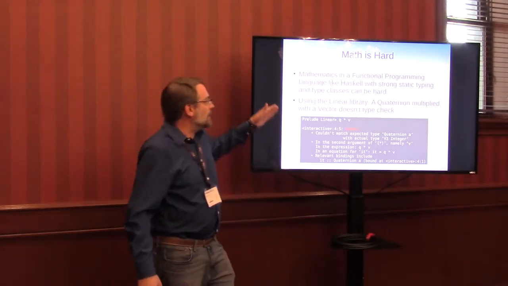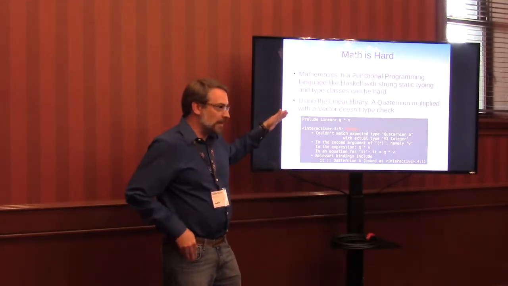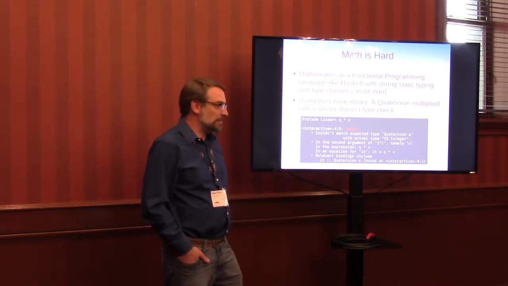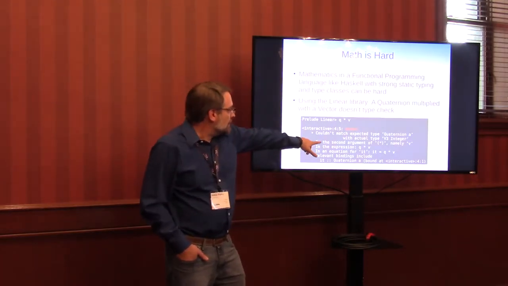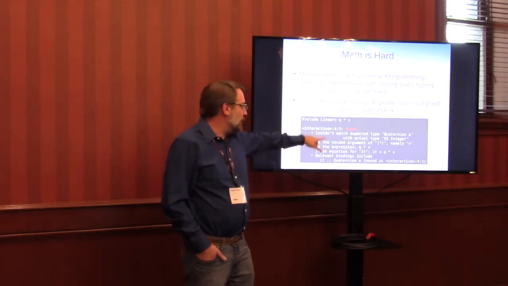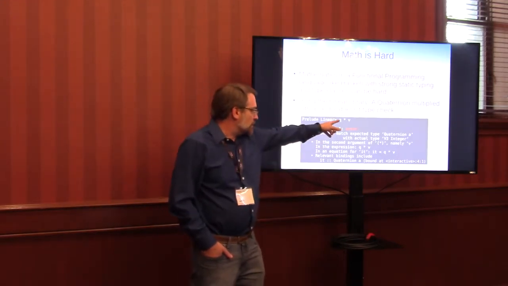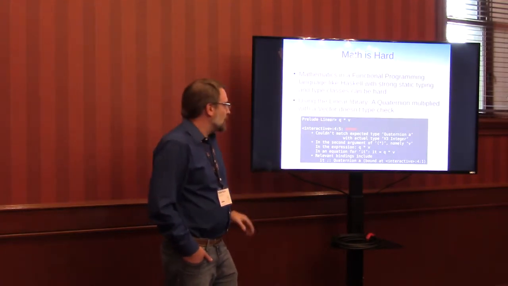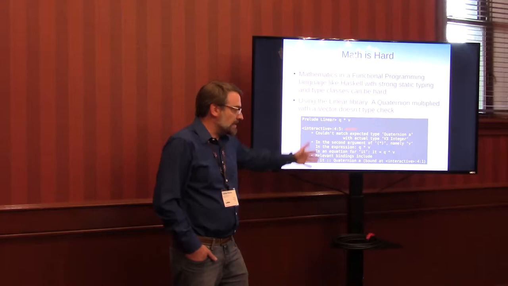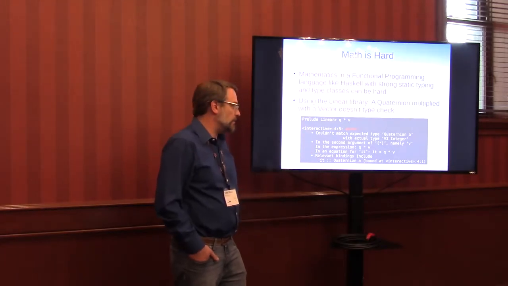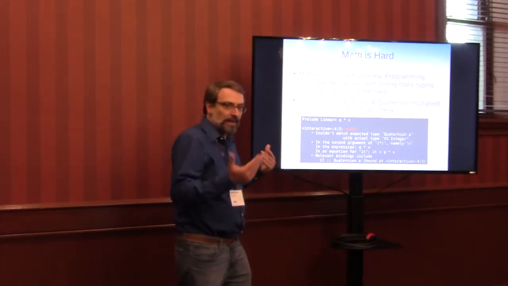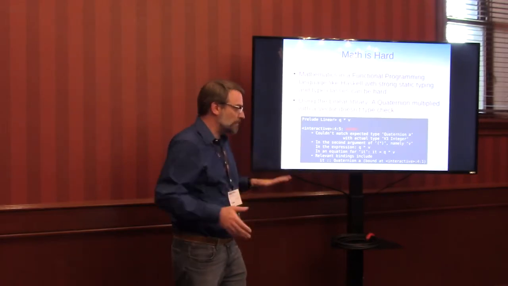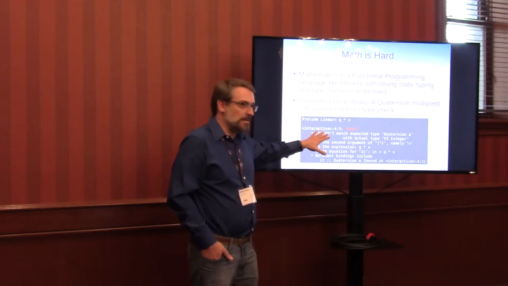So, math can be hard in strictly typed functional programming like Haskell. If we were using the linear library and you just tried to take a quaternion and multiply it by a vector, it'll give you a type error. That makes it a little bit more difficult, and the type system gives you more restrictions than you really want.